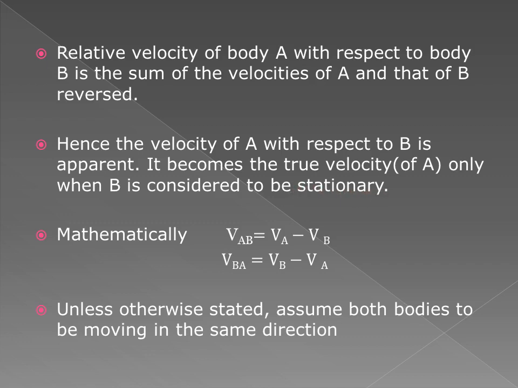So how do we represent this mathematically? Let a symbol VA represent velocity of A and a symbol VB represent the velocity of B. Then velocity of A relative to B, given as VAB, equals VA minus VB. The minus sign here shows that the velocity of B has been reversed or negated. Similarly, VBA will be given as shown.